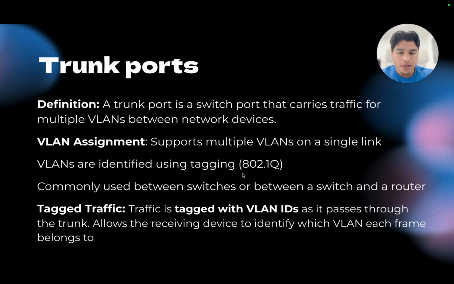VLANs are identified using tagging. Unlike access ports, trunk ports do have tagging, and it's commonly used between switches or between a switch and a router. Traffic is tagged with VLAN IDs as it passes through the trunk, and it allows the receiving device to identify which VLAN each frame belongs to.